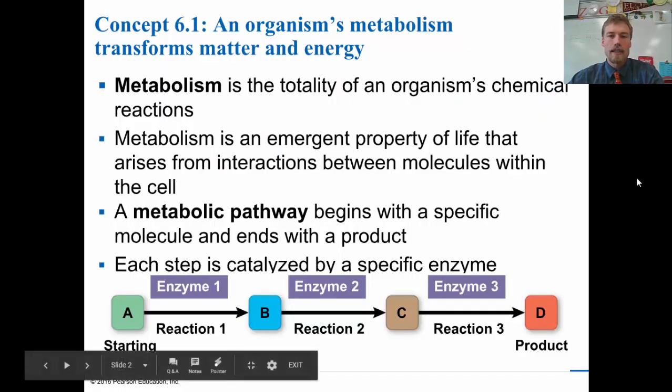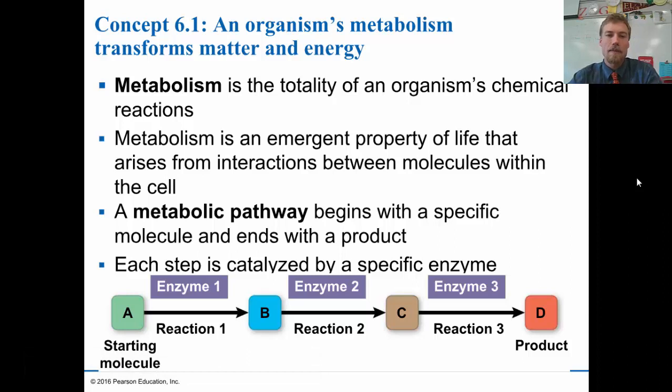So, an organism's metabolism transforms matter and energy. That's kind of our first concept we're talking about. Metabolism is the totality of an organism's chemical reactions. So all of the chemical reactions that are going on within an organism, when we put them all together, that is their metabolism. And it's an emergent property because, again, we're putting things together, and when you do that, it's going to give you new properties.